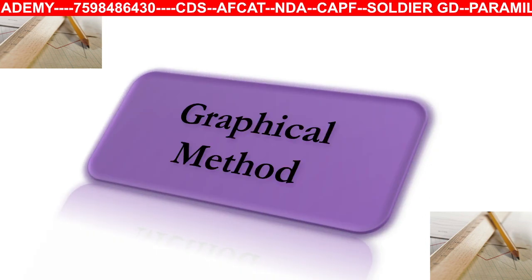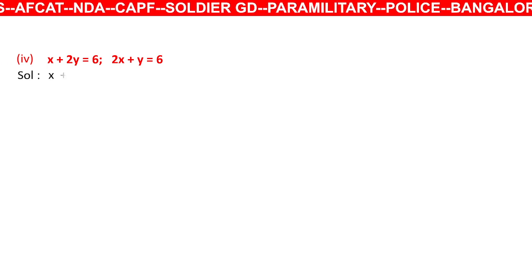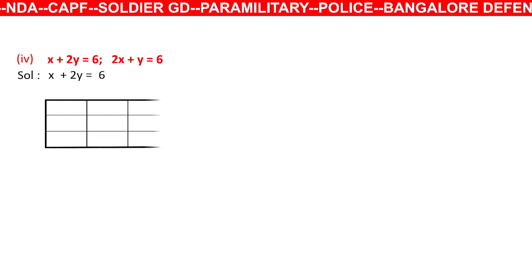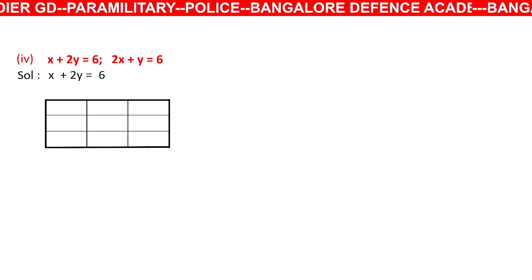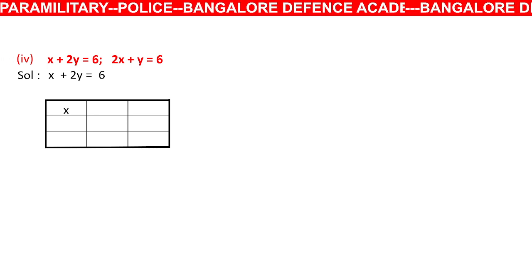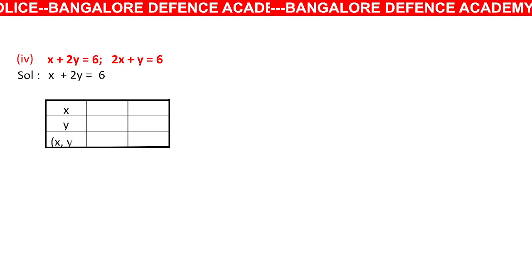Now let us try to understand this graphical method in more detail. Here you have the equations x plus 2y is equal to 6 and 2x plus y is equal to 6. I am writing the first equation here, x plus 2y is equal to 6. You have two variables, so I write it in a tabular column: the first column is x, the second is y, and the third is x comma y.